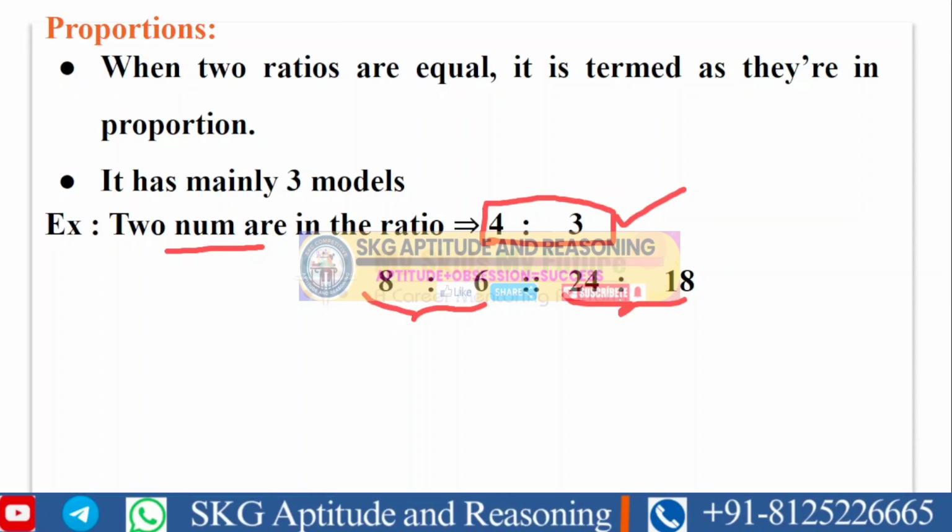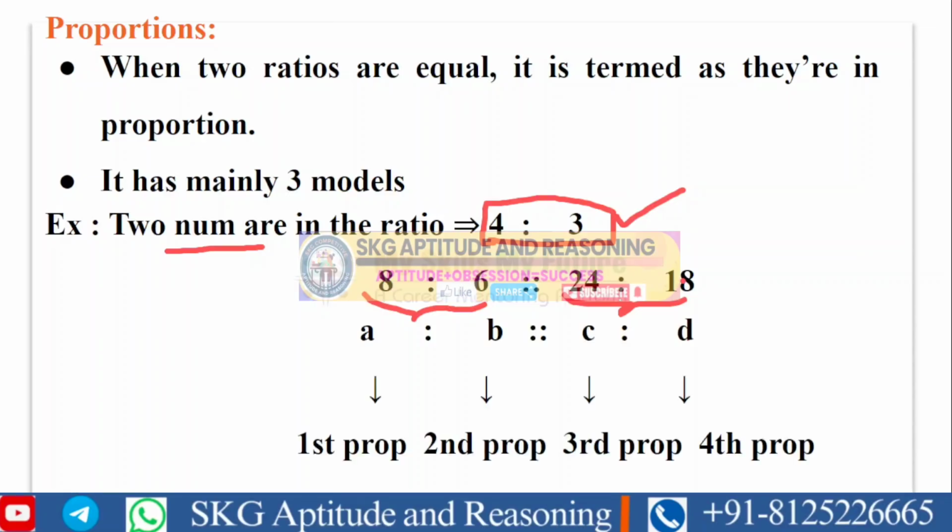So here we need to know some terminology. What do we call this 8, this 6, this 24 and this 18? In a generalized form, this can be written as A is to B is one ratio and C is to D is another ratio. This A we call the first proportion, B the second proportion, C the third proportion, and D the fourth proportion. So remember that A is the first proportion, B the second, C the third, and D the fourth proportion.